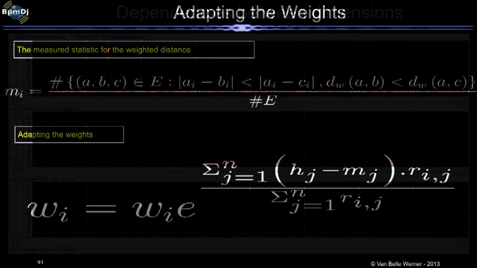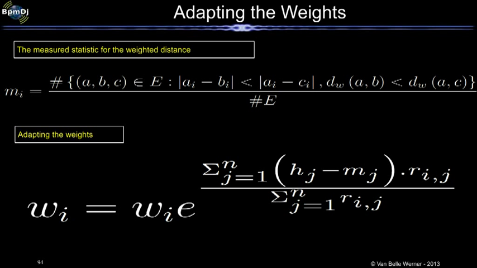Next, we need to adapt the weights. The update equation contains the old weights and the new weights. Wi on the left side is the new weight of dimension I. Wi on the right side is the old weight assigned to dimension I.